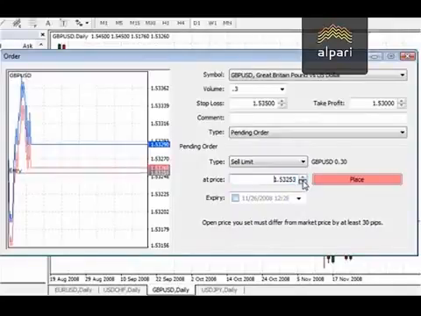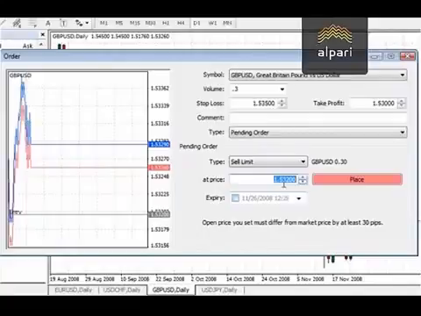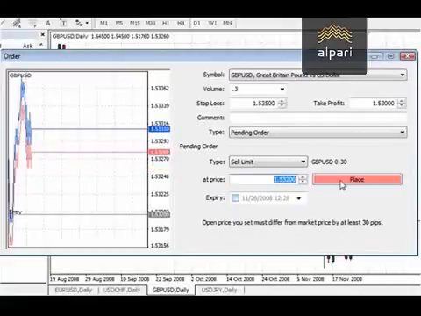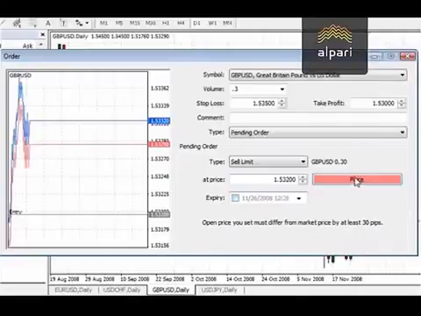And maybe I just want to see the market move a little bit further in the direction of my forecast, maybe to 53.20, before I actually get entered into that position. Over here on the right hand side, I've got a button that says place. Now if I click that place button, I'm going to have an order that's waiting to be filled to short the pound dollar at 53.20.